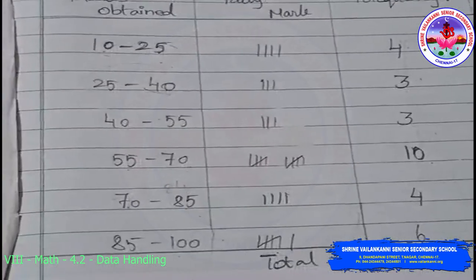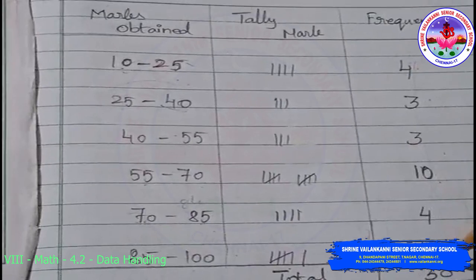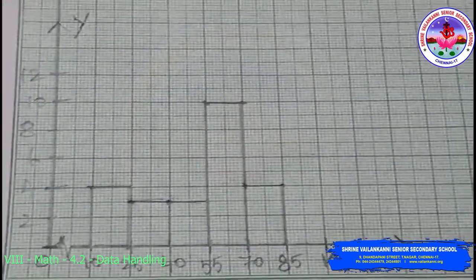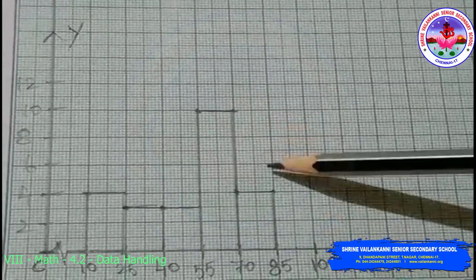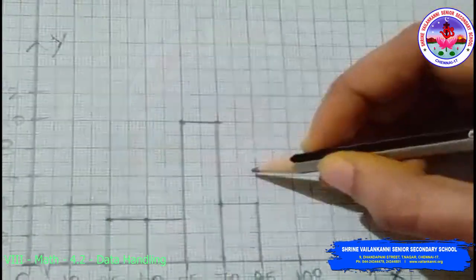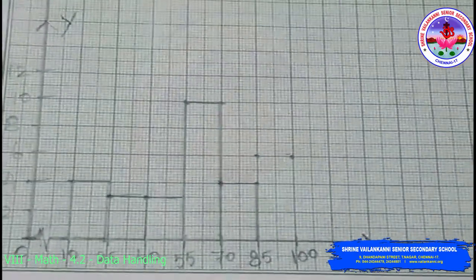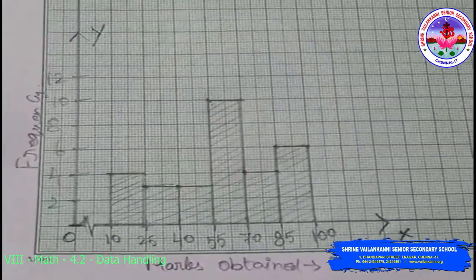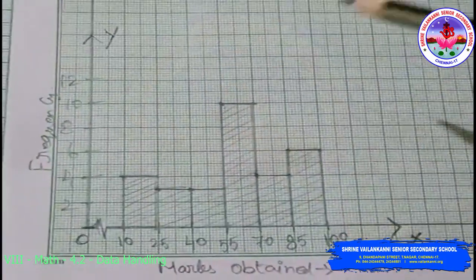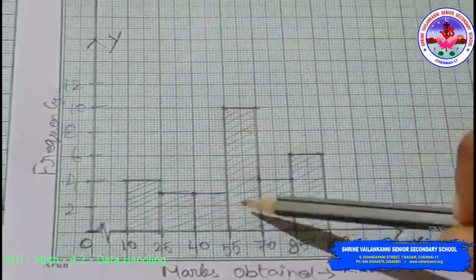The last class interval is 85 to 100. The frequency value is 6. So mark it here and draw the bar. This is the final histogram of the first sum. There is no gap between the bars.